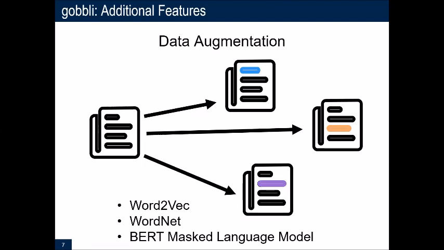We also have an interface to WordNet. This is a language ontology for lots of different words. You can find synonyms and hypernyms and hyponyms, and you can replace words based on that.